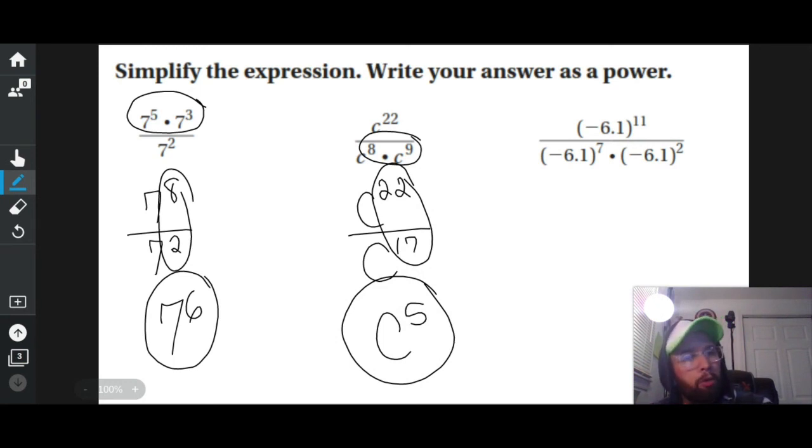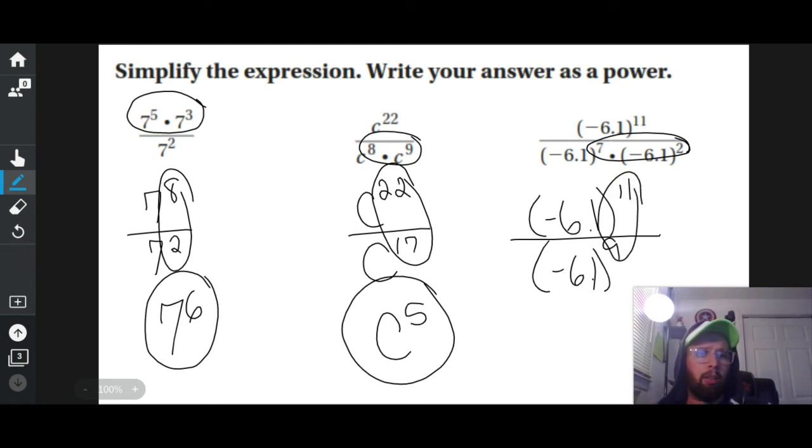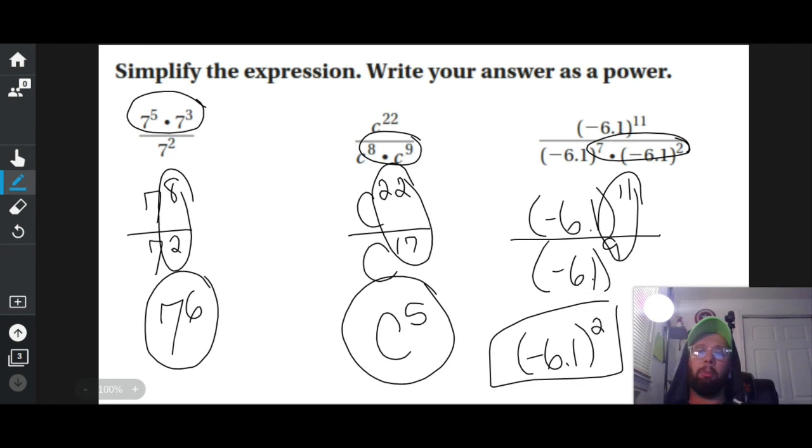When you multiply powers of the same base, you add exponents. So I have negative 6.1 to the 11th over 7 plus 2, which is negative 6.1 to the 9th. And when you divide powers of the same base, you subtract exponents. So negative 6.1 squared. I don't want to jinx it, but my penmanship skills are just great today.